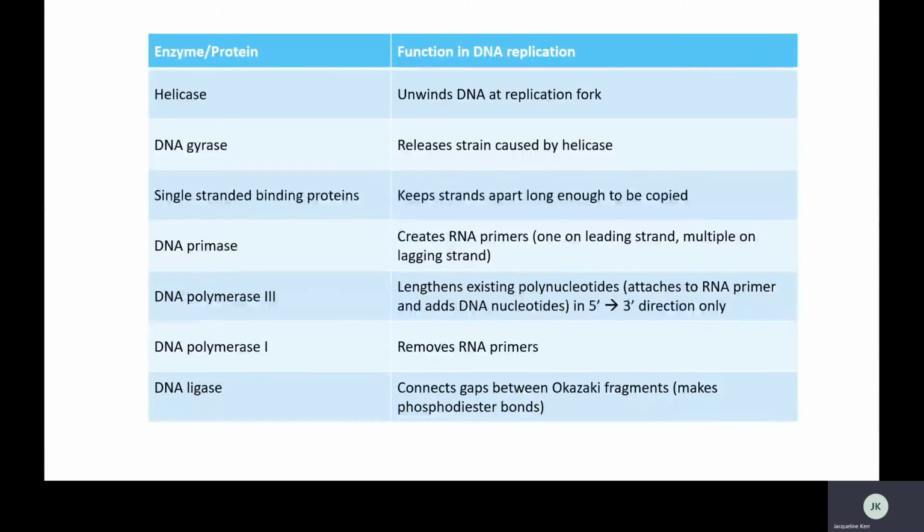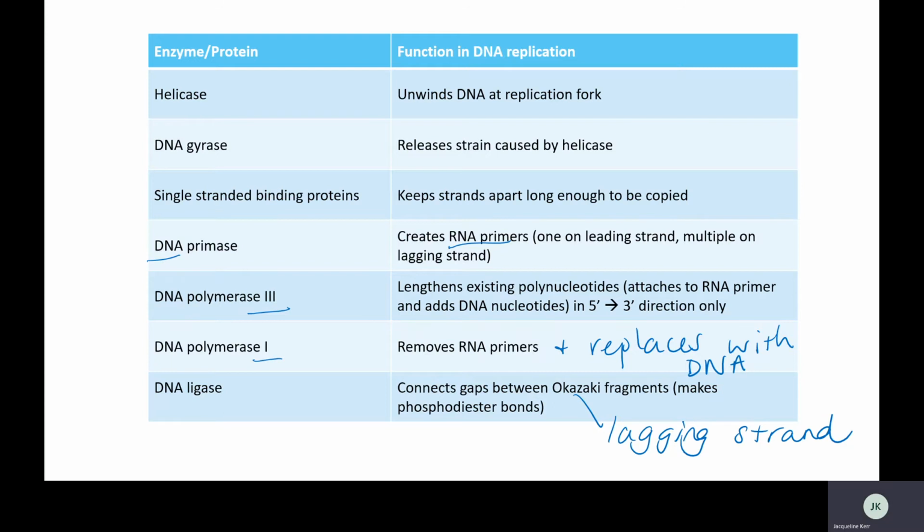So you might want to make for yourself a little summary table, or just check that you're happy: helicase unwinds, gyrase stabilizes, and so do proteins that keep the strands apart, so that primase can go in and make primers, and it's DNA primase for an RNA primer. DNA polymerase 3 lengthens the strand. DNA polymerase 1 gets rid of primers and replaces them. And then DNA ligase is the one that connects fragments together on that lagging strand, which are our Okazaki fragments.